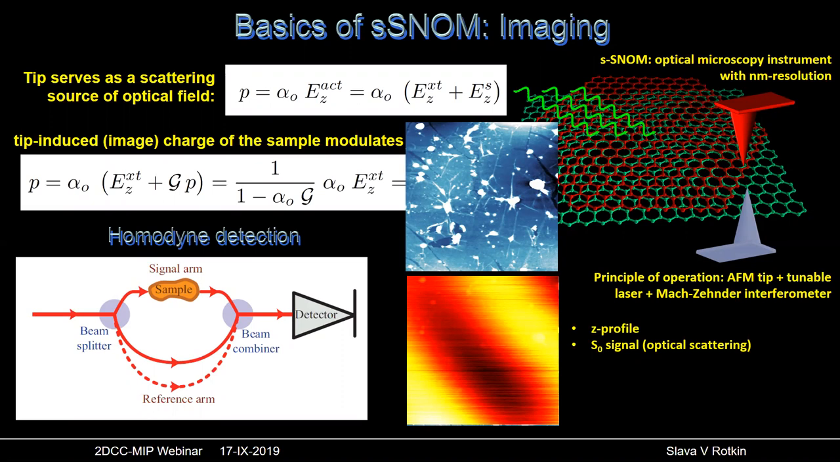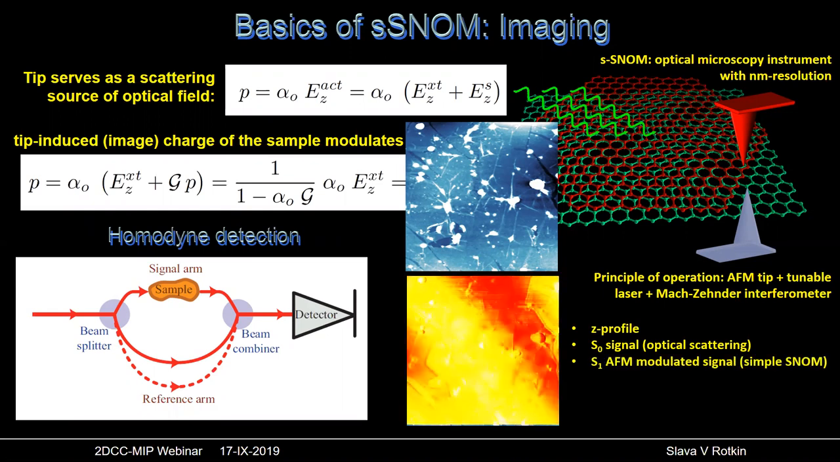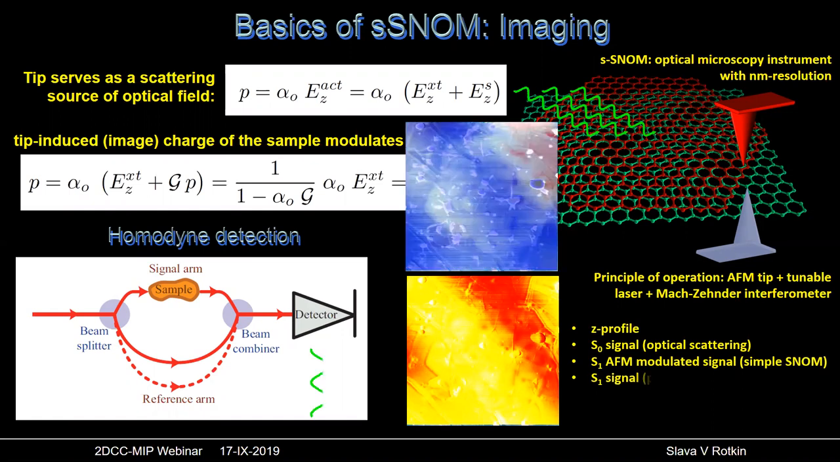What you can do then, because your tip is oscillating, and the second island of graphene is somewhere in this area, you can actually detect the optical signal at the frequency of the modulation of the AFM tip. What is shown here is the demodulated optical signal. And you start seeing some features in this demodulated optical signal.